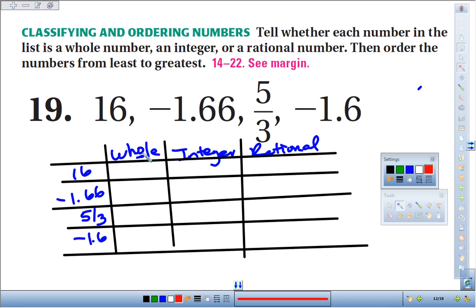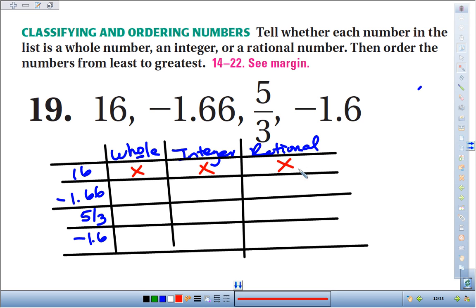Okay, 16, 0 and the positives are whole numbers. So yep, this would be a whole number. It is an integer. It's kind of like a counting number on a number line. Rational, ratio, can I write it as a fraction? You bet, 16 over 1. If it's a whole number, it's automatically an integer. If it's an integer, it's automatically rational.